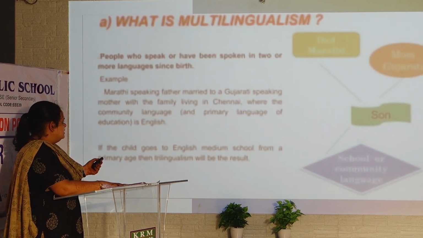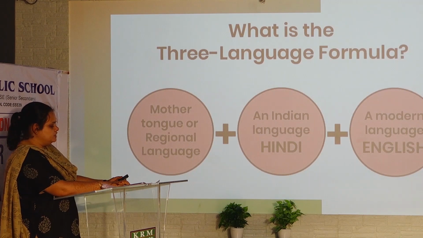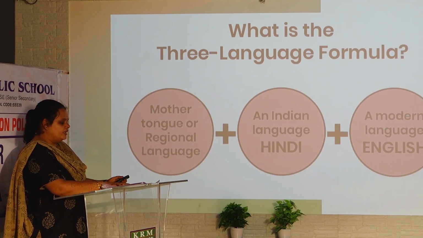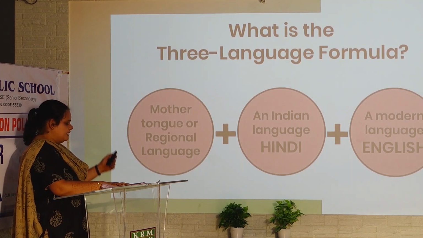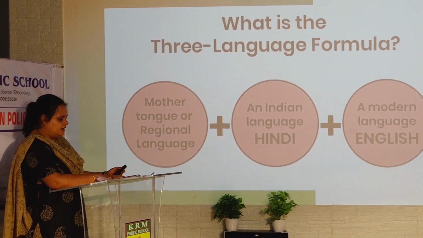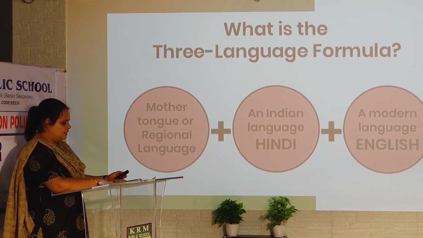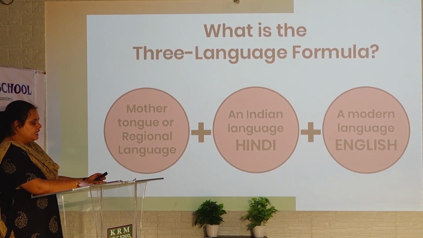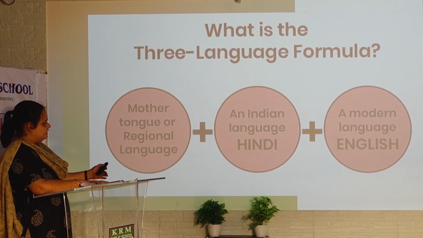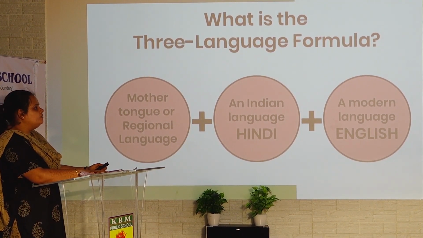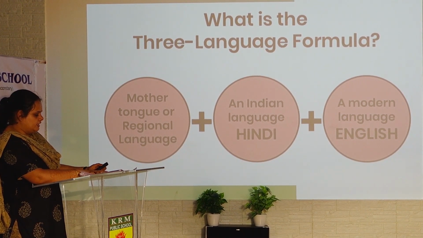Next, what is the three-language formula? According to NCF 2020, the first language will be the mother tongue or the regional language. The second language is Hindi, or a modern Indian language or English. In non-Hindi speaking states, it will be Hindi or English. Third is the third language. In Hindi speaking states, it will be English or a modern Indian language.